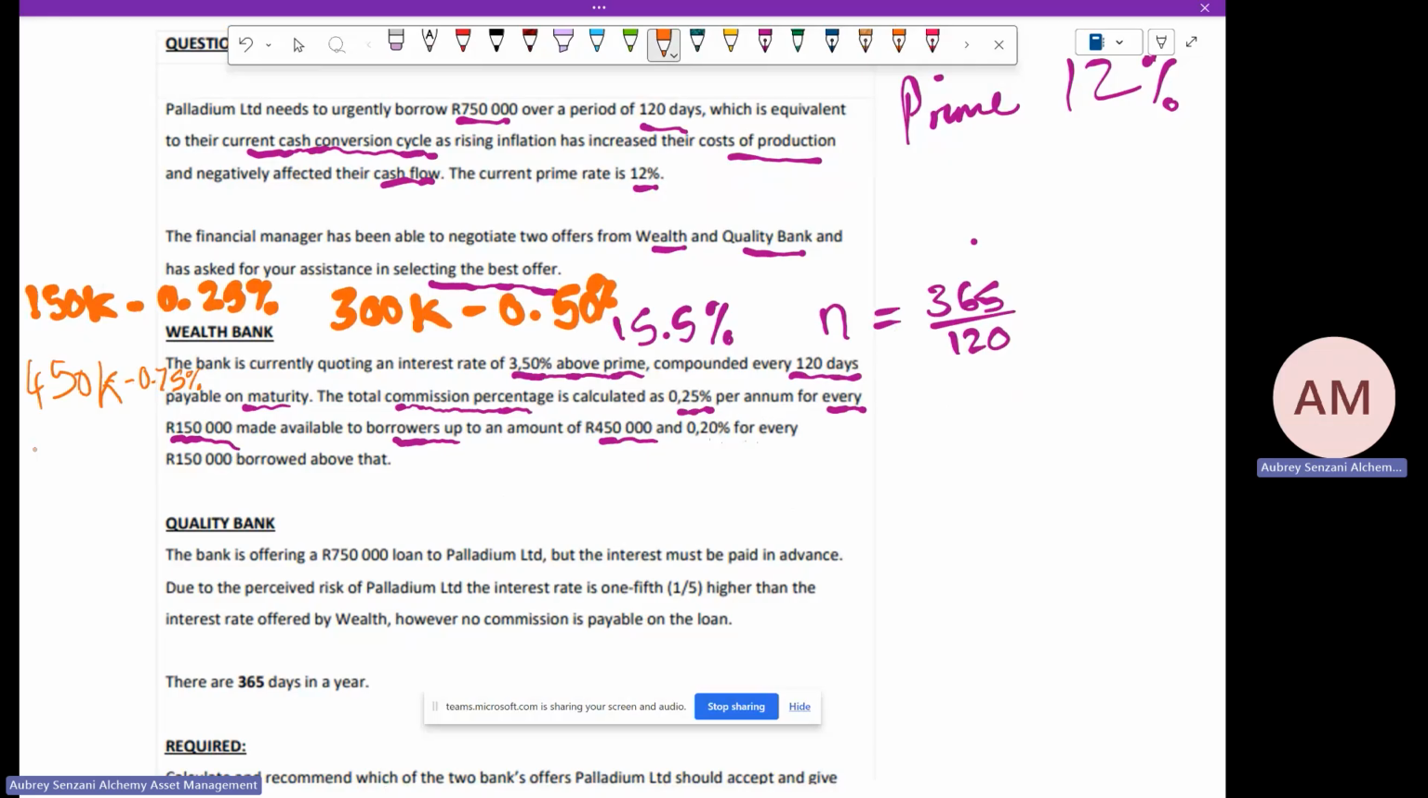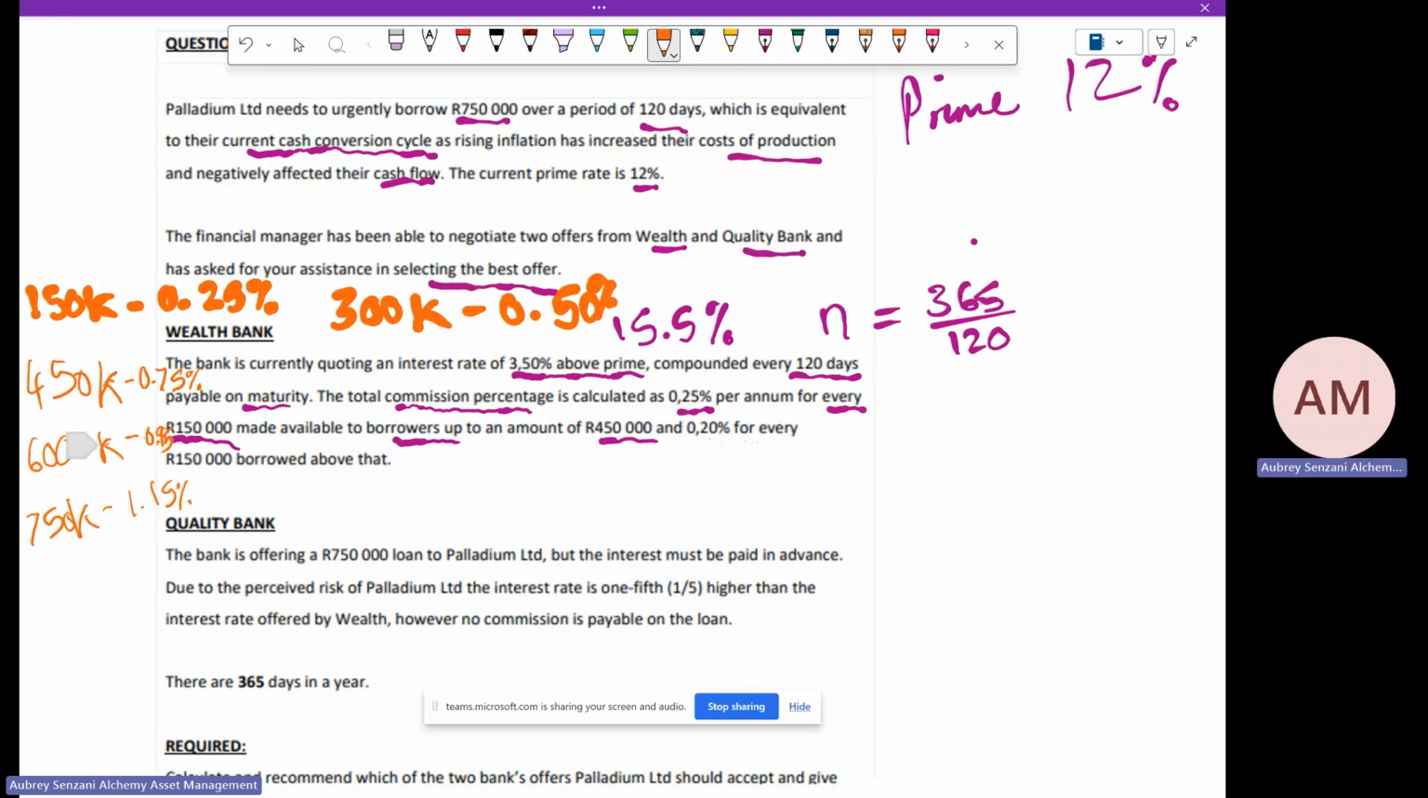So when we now come here to 600K, we're then saying plus an additional 0.20. So that would take you to 0.95%. And then when we get to the 750K that we're interested in, we then add another 0.20, which will take us to 1.15% commission. Okay. Then what else does it say? That's it. Okay.